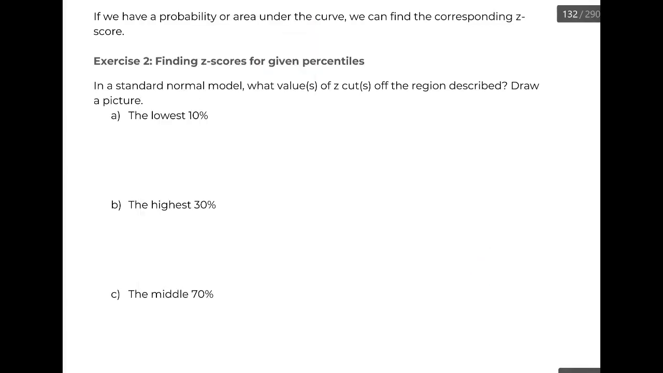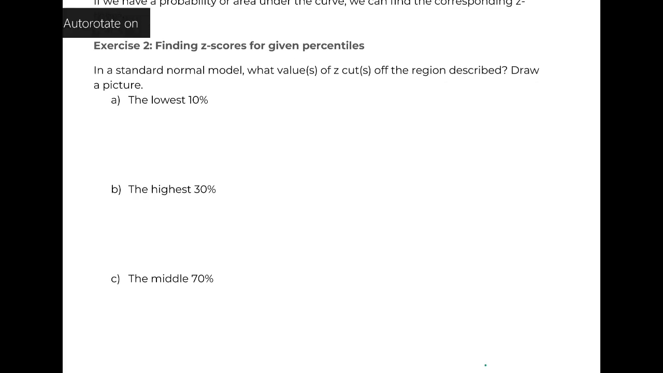All right, so we can also use the normal table and the calculator to go in the other direction. Again, I'm going to draw pictures to show you what this looks like. If we have a percentile, we can find the z-score that would be associated with it. The first example here says the lowest 10%.